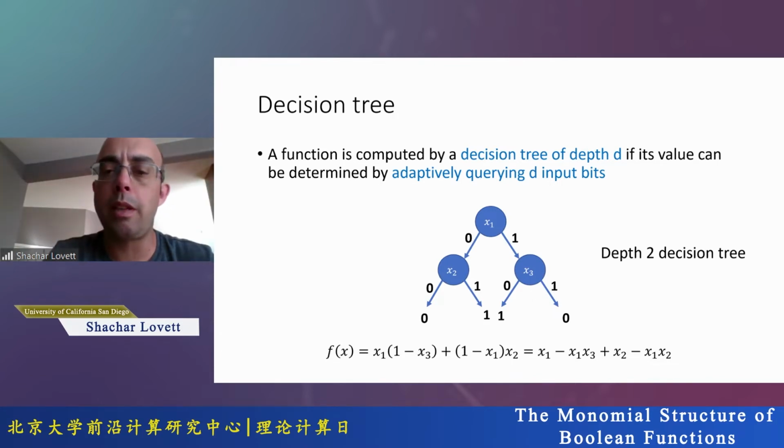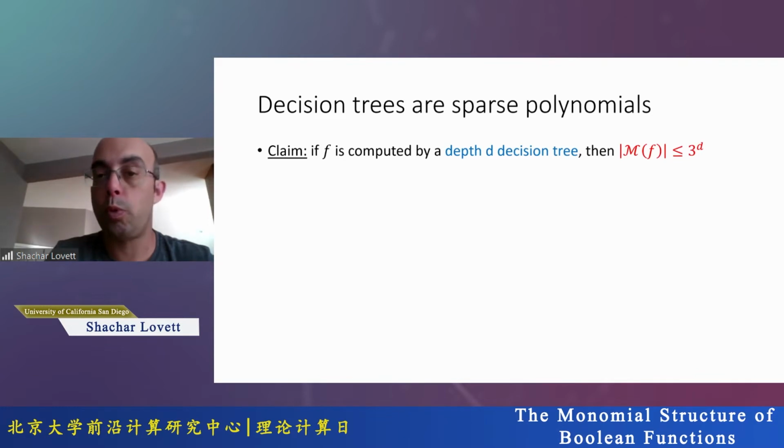So I'm going to show you in a minute that decision trees are going to give you another natural source of functions that have a small number of monomials. So here's a claim that we're going to prove now. It's just going to be a good warm-up for us. If a function is computed by a decision tree of depth d, meaning you query d variables adaptively, then it has at most exponential in d many monomials. In particular, if d is a constant, you're only going to see constantly many monomials. Concretely, 3 to the d, is the bound that we'll prove.